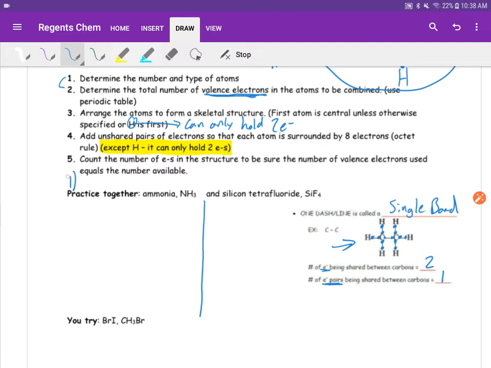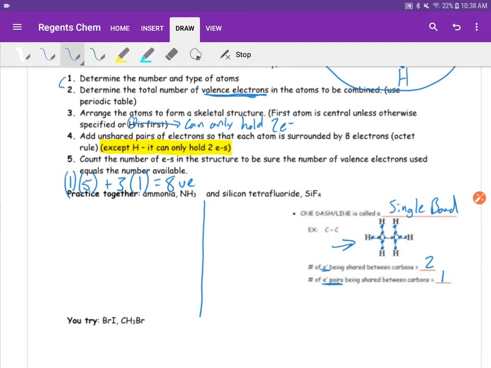I've got 1 nitrogen. How many valence electrons does nitrogen have? It's got 5. I've got 3 hydrogen atoms. Each hydrogen has 1 valence electron. So 5 plus 3 gives me a total of 8 valence electrons. Okay, so step 1 and 2, I've got 8 valence electrons.